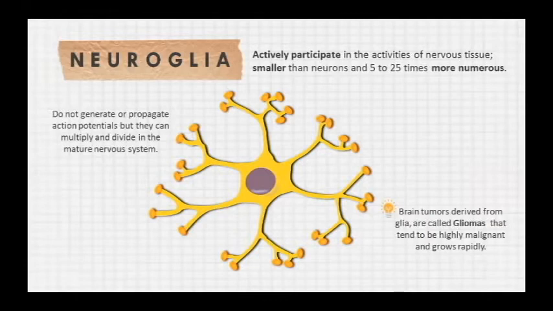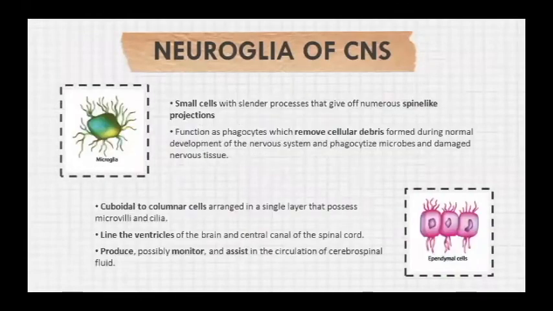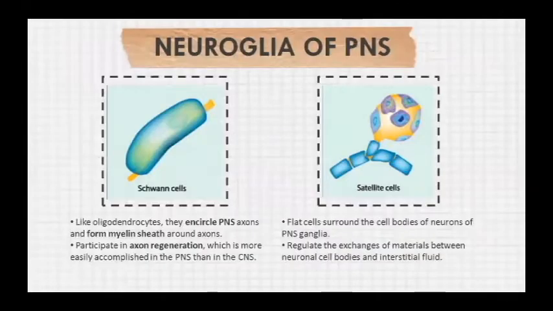Just for trivia, brain tumors derived from glia or glial cells are called gliomas, which tend to be highly malignant and grow rapidly. So basically, these neuroglia or glial cells are the nerve cells that support the neurons, the basic unit cell of the nervous system. There are a lot of kinds of neuroglia that could be found in the central nervous system and the peripheral nervous system. So first is in the central nervous system.